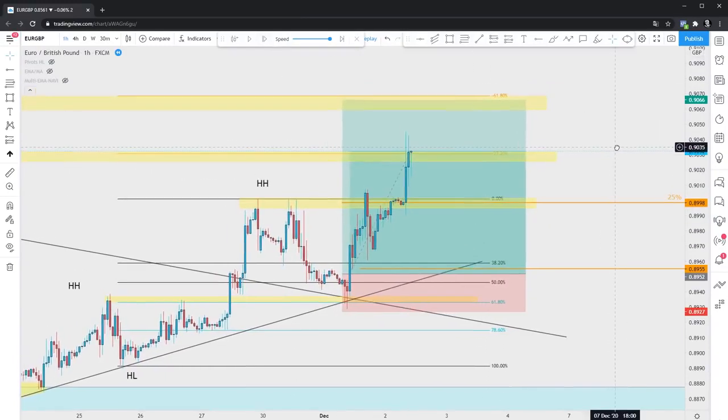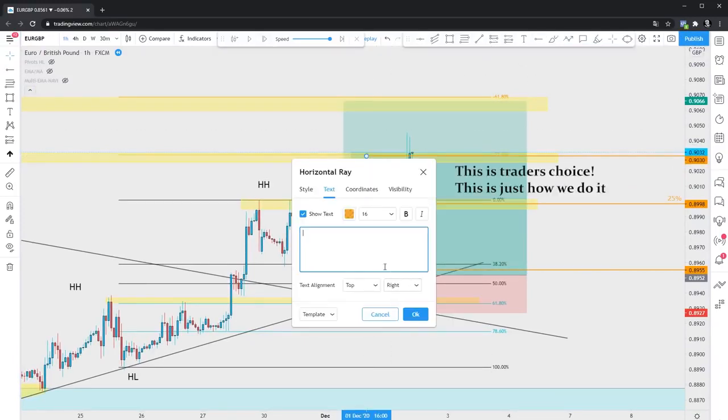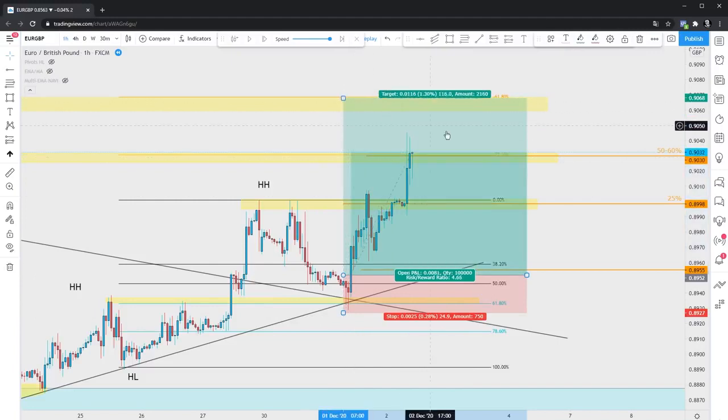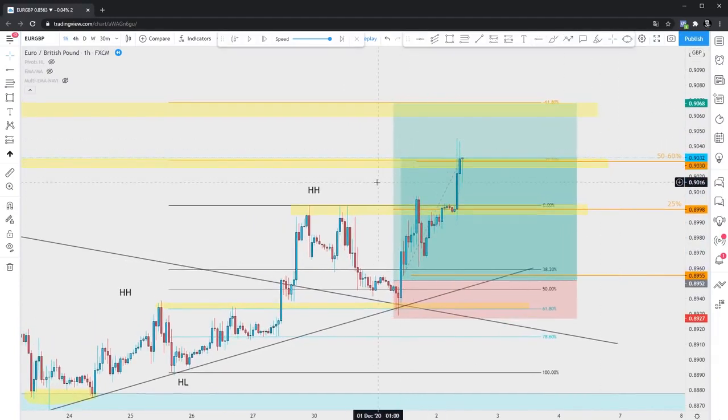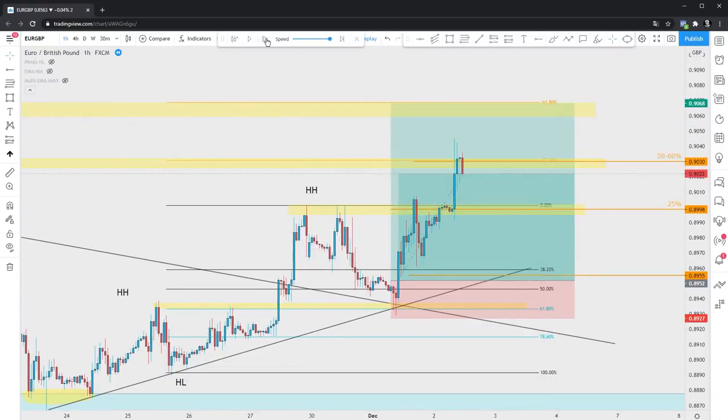Okay, so we got a really strong impulsive push to the upside. So of course we want to take another 50 or 60% off the table, right? Because at this point, if you have a 3-to-1 risk to reward, we don't want to be greedy, right? We want to take risks off the table. So for example, you could take 50-60% off the table here and 25% here, right? So our last take profit would be at this 1.618. So let's see what happens.